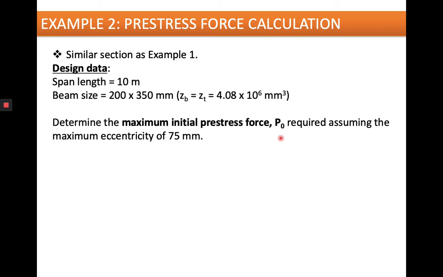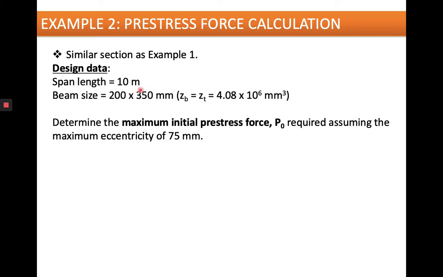Just previously I have already explained to you how the equations are derived. We have learned how to derive the equations for P naught, and also the equations for moment maximum. Now we are going to go into the example. As for the structure that we will be referring to, it is of a similar section as in example 1.